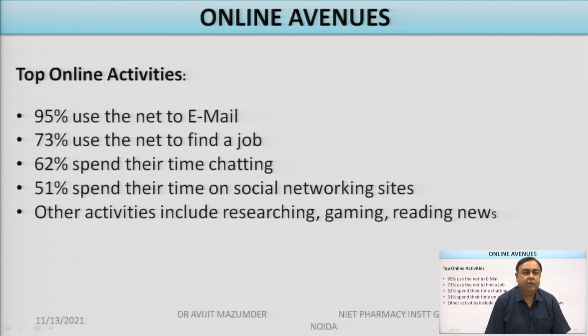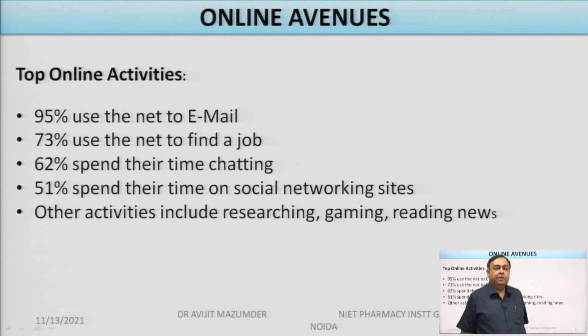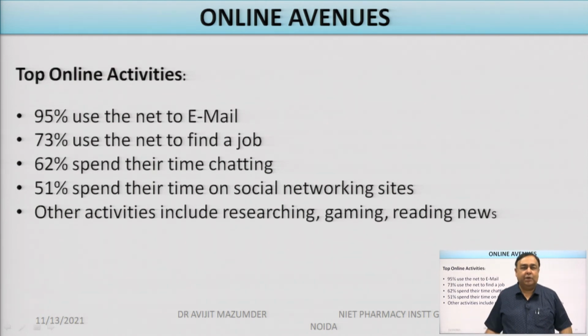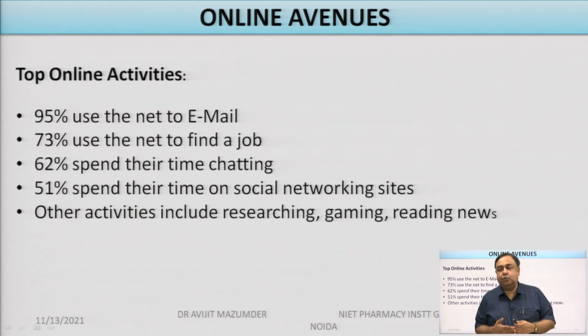Now, let us see what are the various online approaches they use. 95% use the net to email, 73% of us use the internet to find a job, 62% use the net for chatting, 51% use it for social networking like Facebook, Instagram and WhatsApp, and other activities are researching, gaming and reading news.